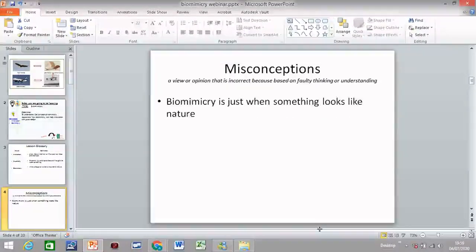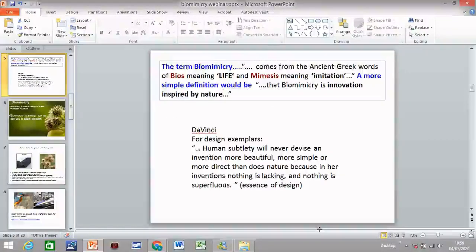A little bit of a misconception here when we talk about biomimicry is that biomimicry is just when something looks like nature, but it's far more than that. Yes, we can take inspiration from aesthetics, but we can also take a lot more innovation and better ways of doing things, problem solving, and trying to help our environment and society. The term biomimicry comes from ancient Greek words, bios meaning life and mimesis meaning imitation. And a simpler definition would be that biomimicry is innovation inspired by nature.